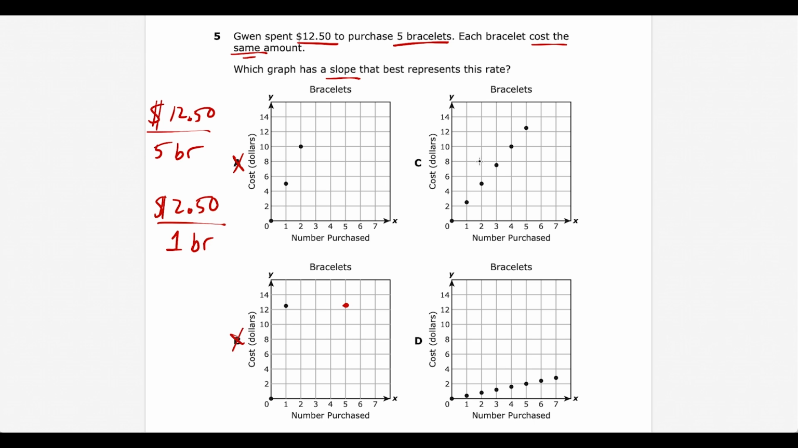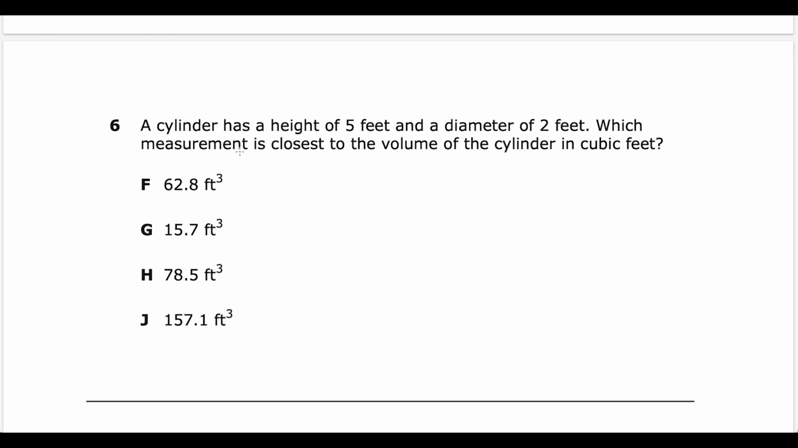This is not correct. Choice C is looking good, because you can see here, one bracelet is $2.50. By the time we get to 5 bracelets over here, we're at $12.50. So this one is looking good. And if we see here, choice D is out because this is saying one bracelet is less than $2, but one bracelet is $2.50. So this one is not climbing fast enough. Definitely choice C.